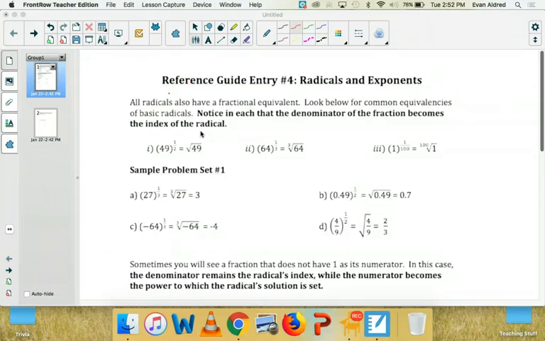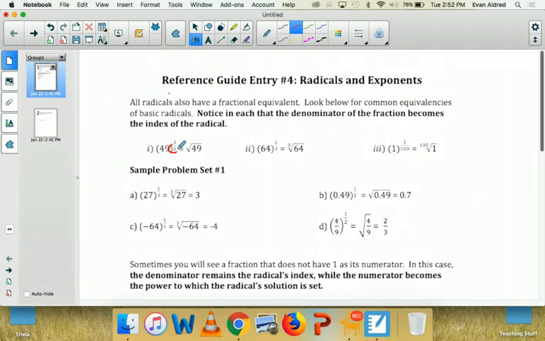And in this section, I want you only to pay attention to the denominator of the fraction and the base. So if you'll notice with the first example, 49 exponent 1/2, the denominator of the fraction is 2. That's going to represent the index of our radical. And if we remember back to earlier in the unit, the index is the type of root that we're taking. So in this case, we're going to be working with a square root.